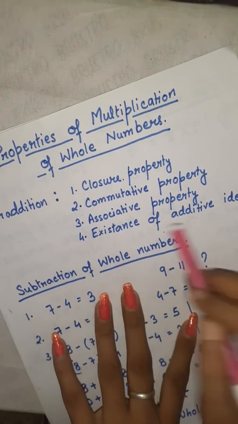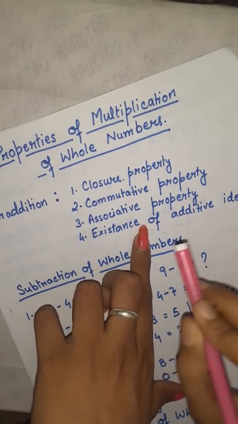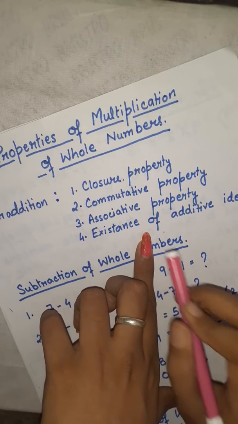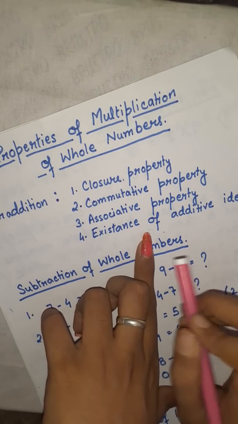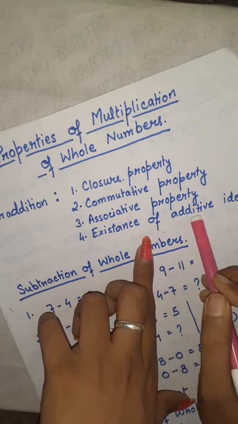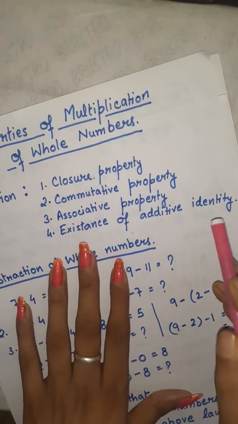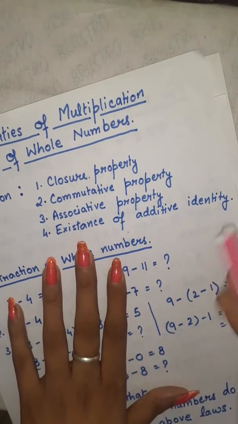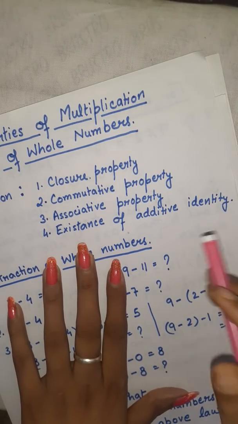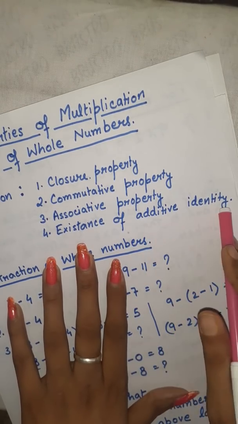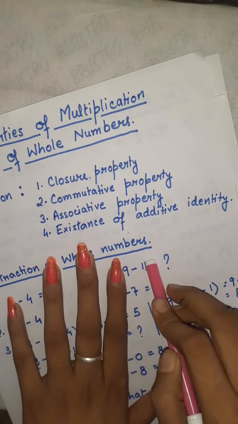Correct? And existence of additive identity. What was the identity? Identity means a number which, when added to any other whole number, will give the same number, like 0. What is the additive identity? Additive identity is 0. Why? Because if you add 0 to any other number, you will get the same number. 7 plus 0, you will get 7. 0 plus 7, you will get 7. So if you add this identity to any other number, you will get the same number. Right?